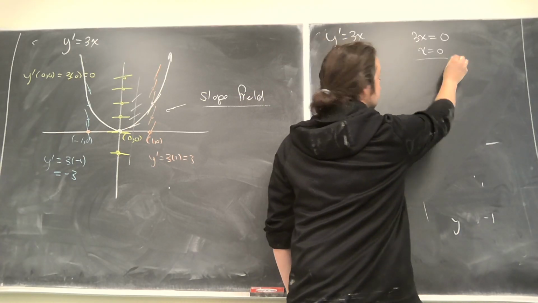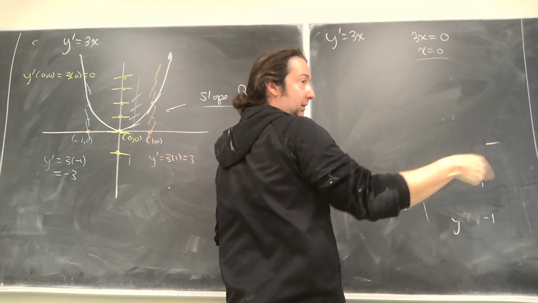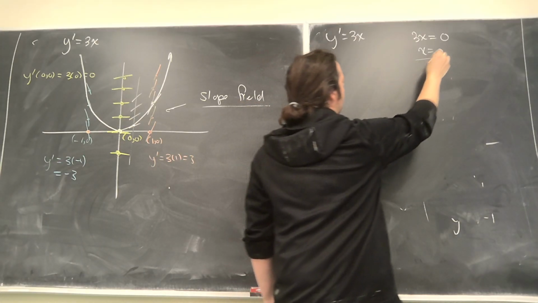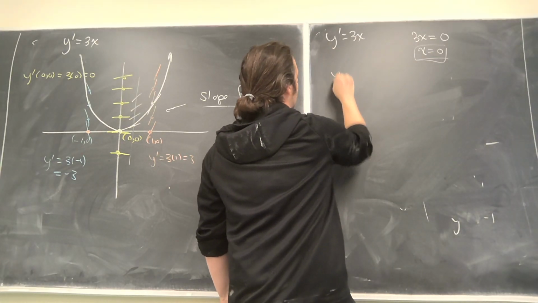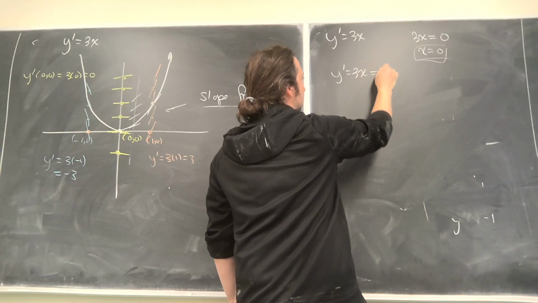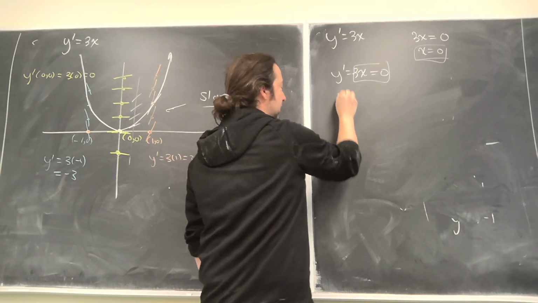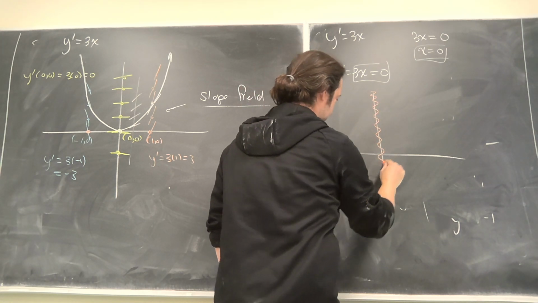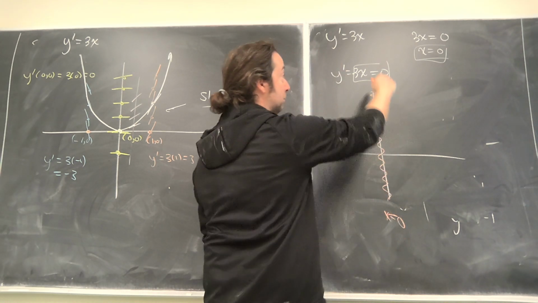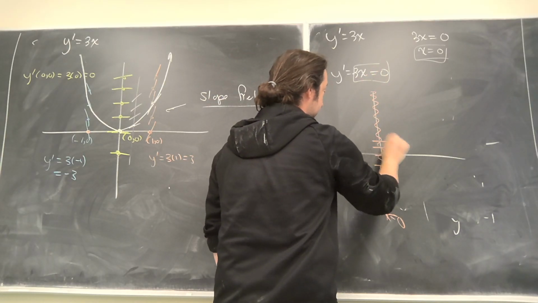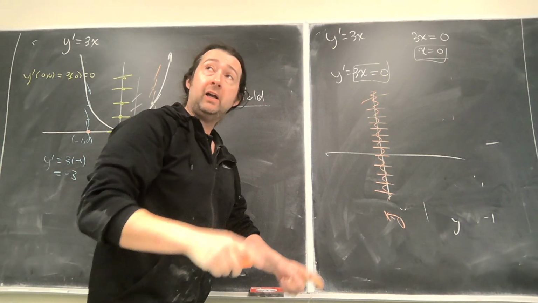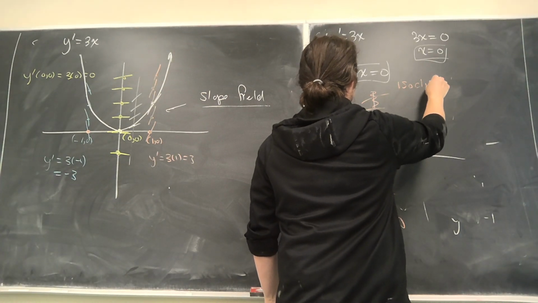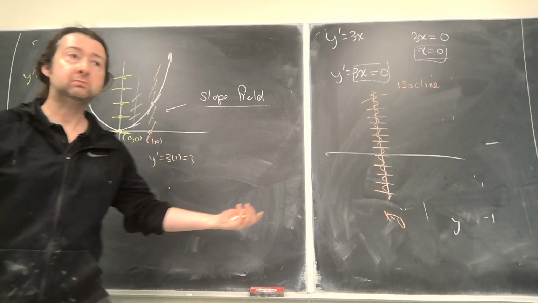And that would imply... So x is equal to 0, but that would say that on the line x is equal to 0, y prime, which is equal to 3x, which was constantly equal to 0, would say on the line x is equal to 0, the slopes were constantly equal to 0. A line where the slope field is constant is called an isocline. It just means same slope.